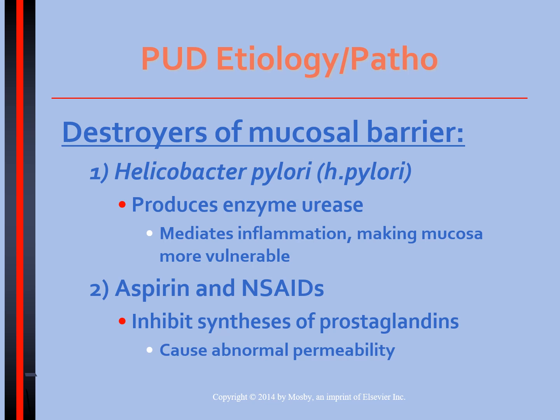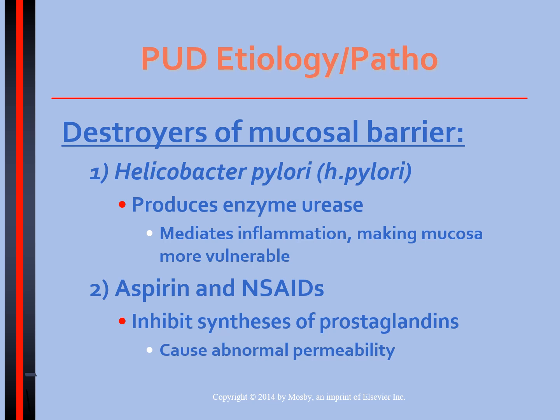Etiology and pathology, the destroyers of the mucosal barrier. The first one really is H. pylori, or Helicobacter pylori. It produces an enzyme called urease, which mediates inflammation, making mucosa more vulnerable. Approximately 2/3 of the world's population is actually infected with H. pylori. It's a gram-negative bacteria.